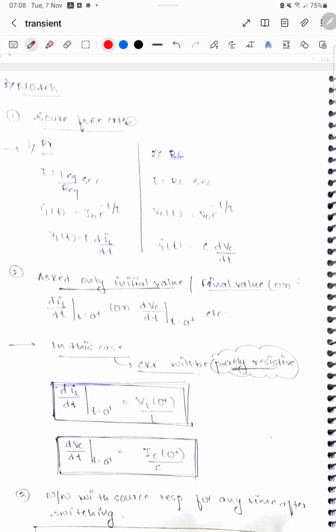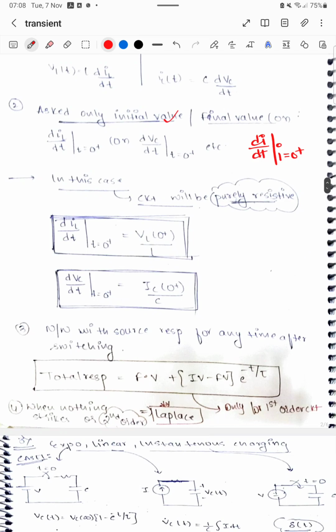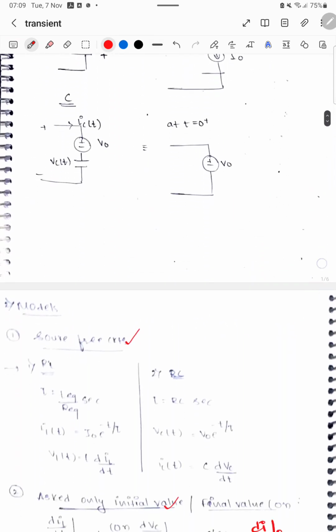So there are models like source free, model 1. Model 2 is where you are asked initial values, final values, or di by dt of i at 0 plus, specific instances 0 plus, 0 minus, related either to difference, di by dt, dv by dt, or initial values. Or else model number 3 is total response, where a source is there: final value plus initial value minus final value. And finally model number 4, that is Laplace. These are the models which we'll be talking about.